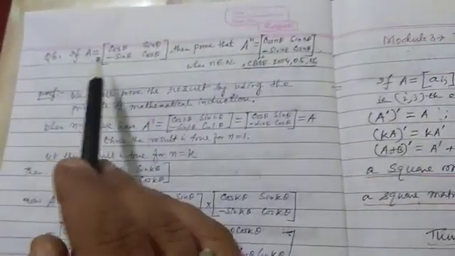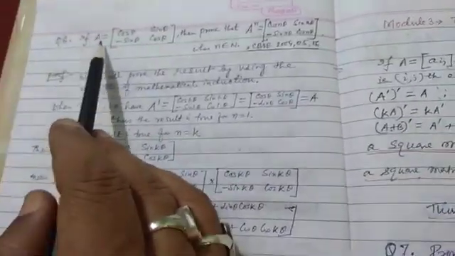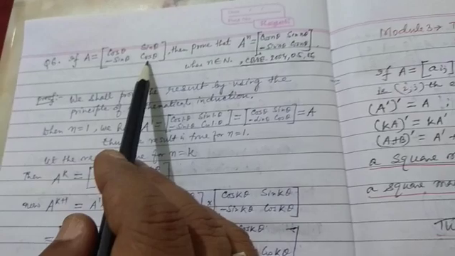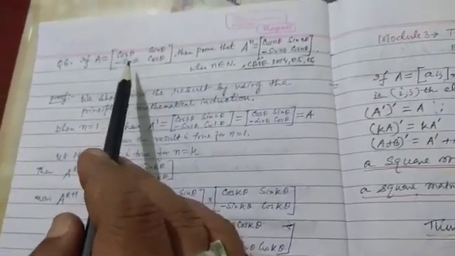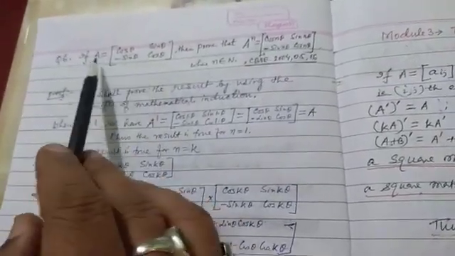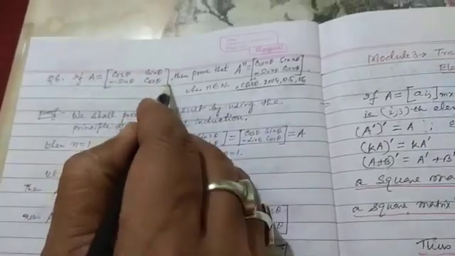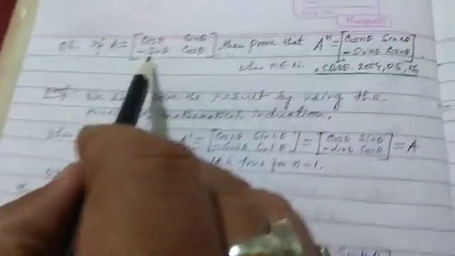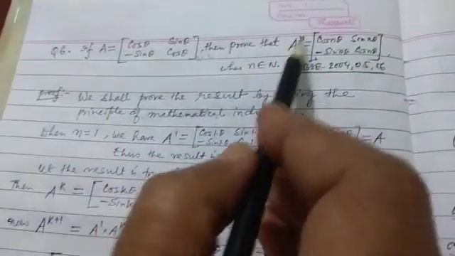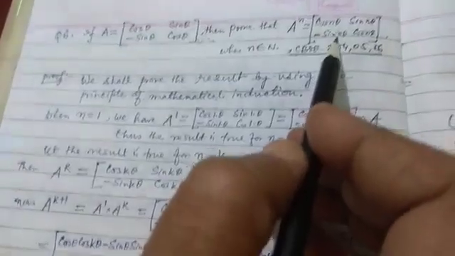Now what is the question? Suppose A is a matrix. Here the functions are given: cos theta, sin theta, minus sin theta. In my earlier lecture I told you a matrix is a rectangular array of numbers or functions. So here A is a matrix of order 2 cross 2, 2 rows and 2 columns: cos theta, sin theta, minus sin theta and cos theta. You have to prove A to the power n is equal to cos n theta, sin n theta, minus sin n theta and cos n theta. You have to prove this.